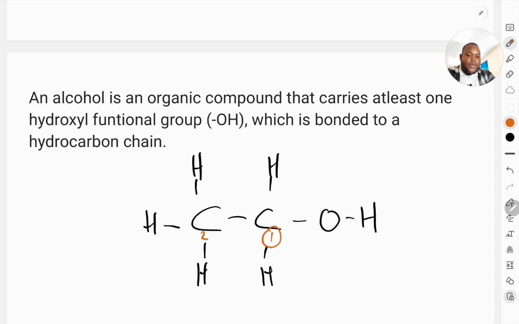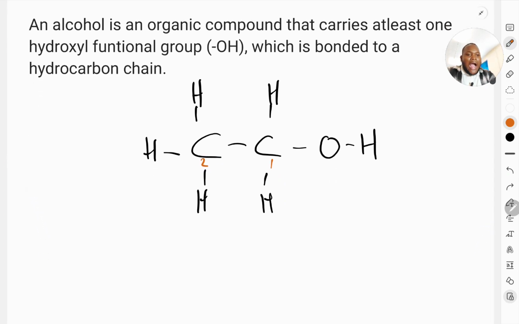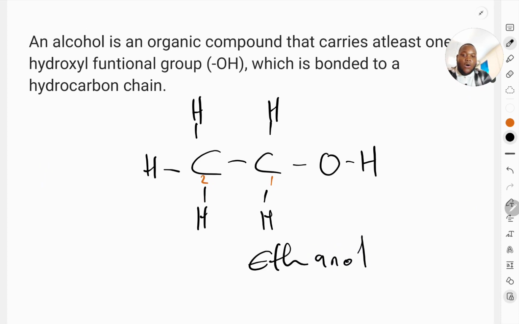So this carbon here will be carbon number 1, and this carbon here will become carbon number 2. When I want to name how many carbons are there within my given structure, there are 2. So 2 goes with eth. But this is an alcohol. Therefore it's going to be ethanol. The last two letters of an alcohol name are OL. Therefore we are going to write those last two letters, and we are going to have ethanol.